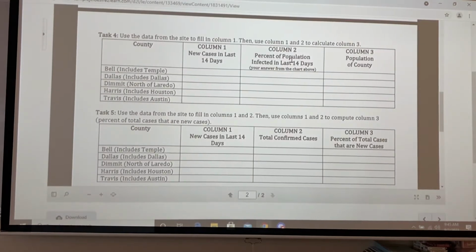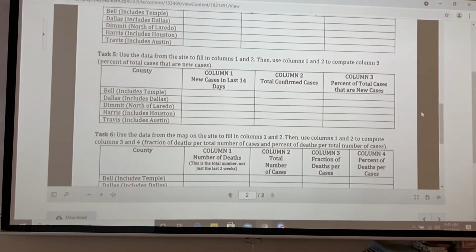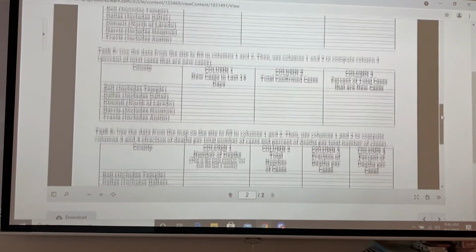And then from that, you're going to use that information to find out the population of the county. You're not going to go to Google to find out the population of the county. We're going to use their numbers to find out the population of the county. And then we're going to find out about the total number of confirmed cases, how many were in the last 14 days, and we're going to find out the percent that are new cases. Out of the total cases, how many of them are new cases within the last 2 weeks?